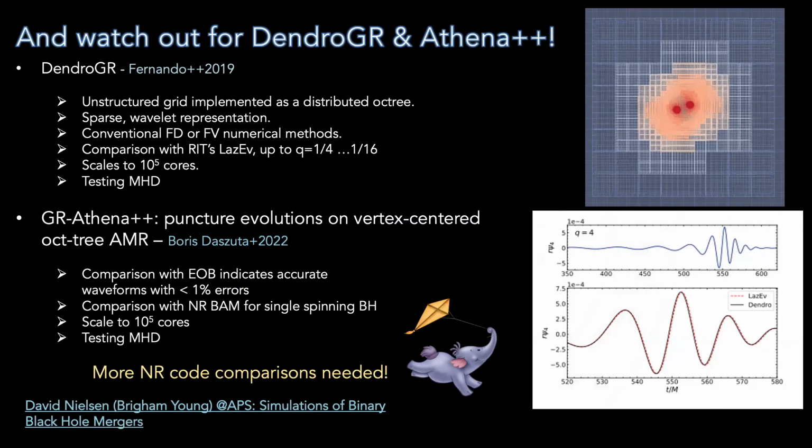So I didn't see a Dendro-GR presentation in this, or Athena++, so I will mention those a little bit more. Dendro-GR was a code developed by Fernando in 2019. It's based on an unstructured grid implementation as a distributed tree. It used a wavelet representation, and then conventional finite differencing and finite volume numerics. The code scales up to 10^5 cores and is being tested for MHD.